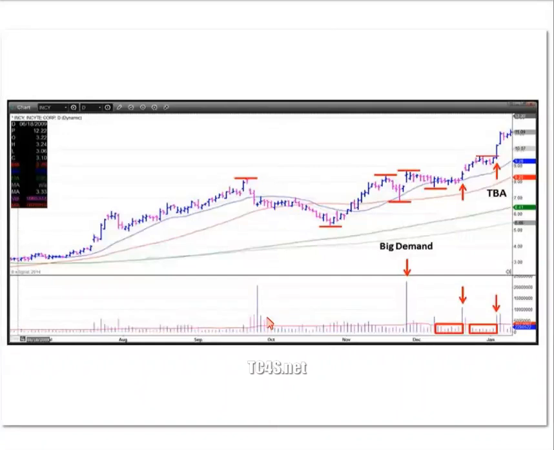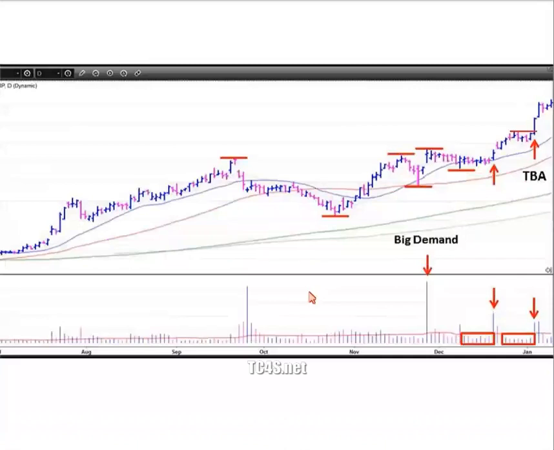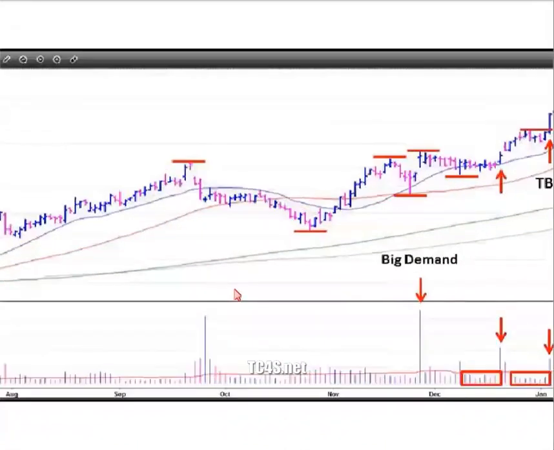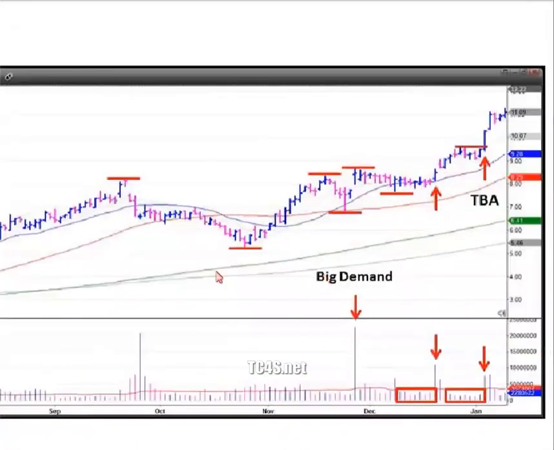I want to go over INCY, a stock that we short-term traded. I don't remember the trade exactly, but we did a short-term trade or a swing trade on this.